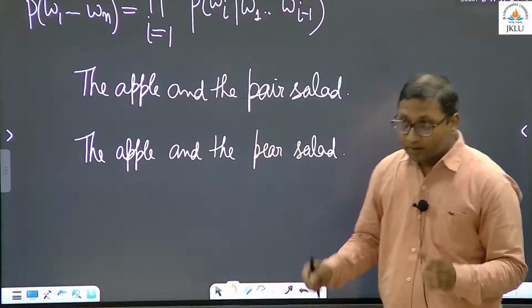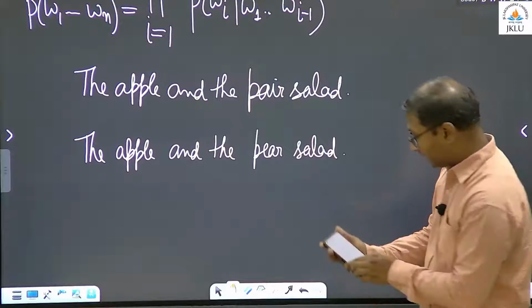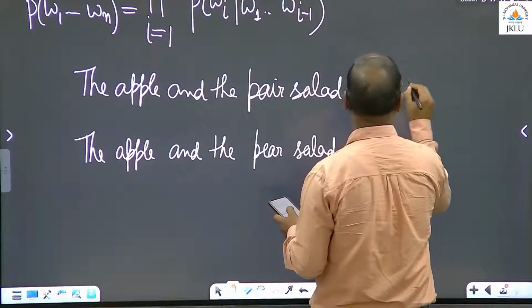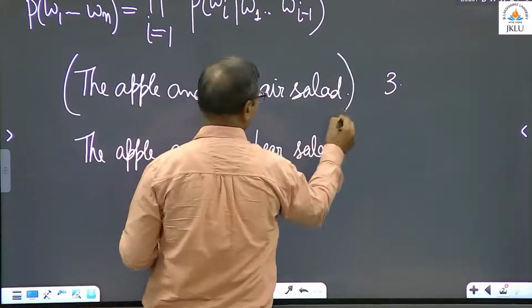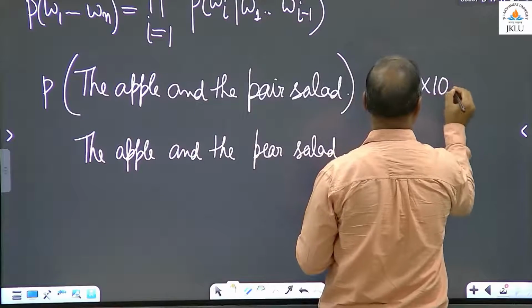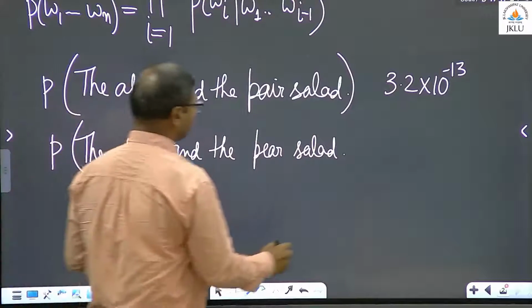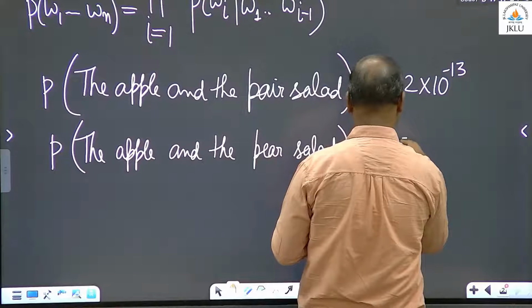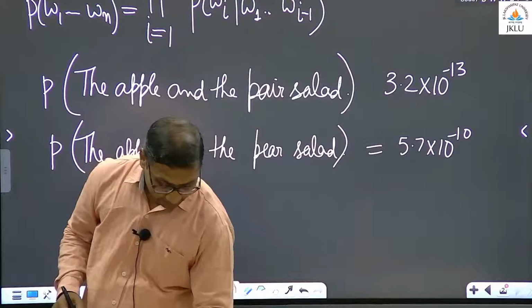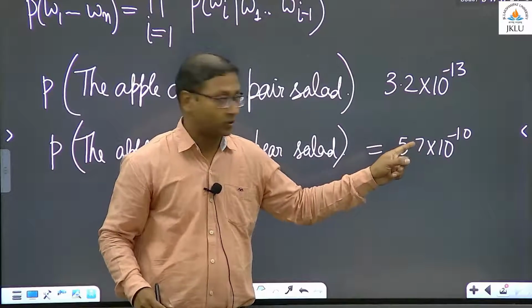See, how does language work when you deal with it statistically? How does the system decide? Let's say the probability of occurrence of this sentence is 3.2 into 10 to the power minus 13, and let's say the probability of this one is 5.7 into 10 to the power minus 10. Which one has the higher probability? The second one. So the system should go for this one.